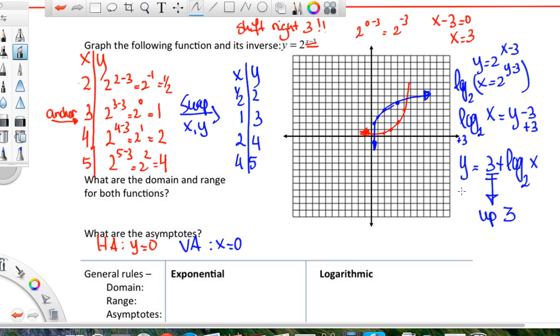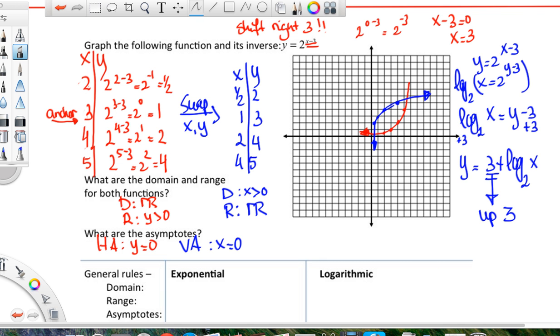Okay, domain and range. So let's do it backwards. Let's do the domain and range for the log. So the domain looks to be, you can use anything bigger than 0, right? So x is greater than 0. And for the range, I get all real numbers. So for the exponential, the domain would be all real numbers, which is true. You can use anything you want. And the range would be y is larger than 0, which it is.